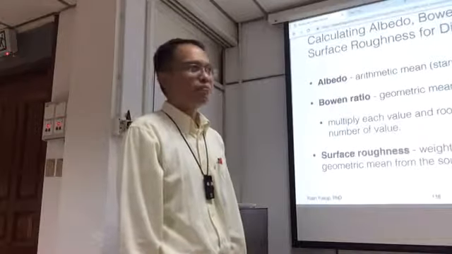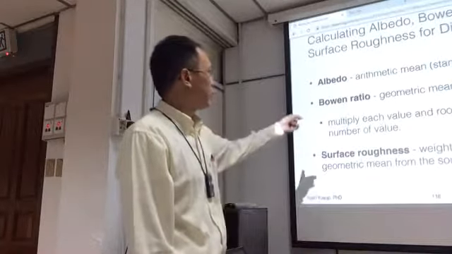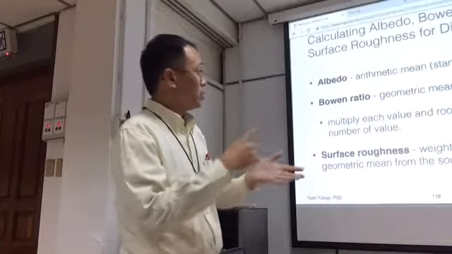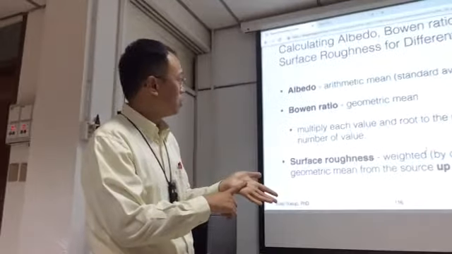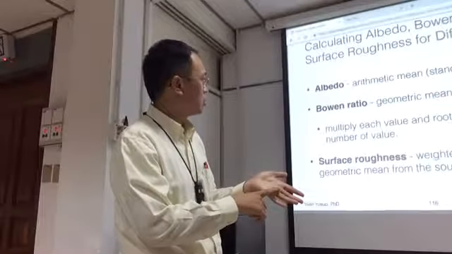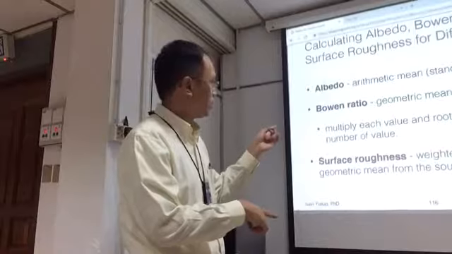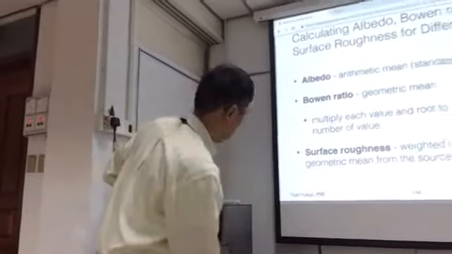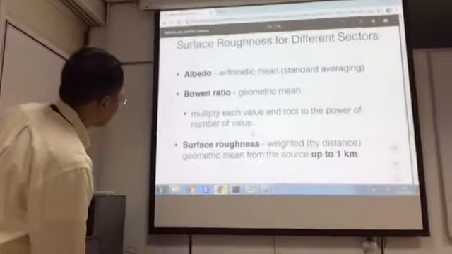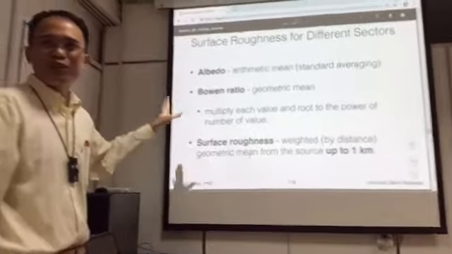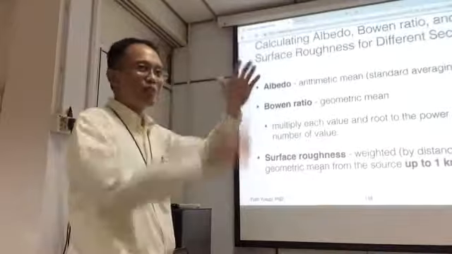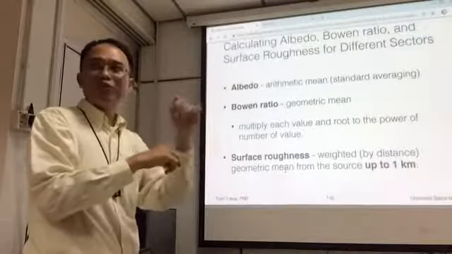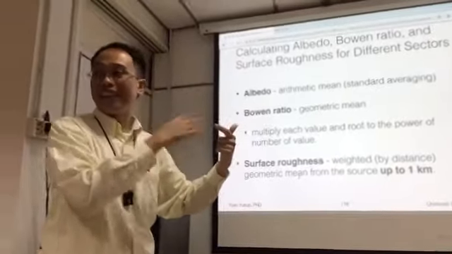Geometric mean is, multiply each value and root to the power of the number of values. So value and root. I think I will show this later. Remember how do we calculate geometric mean? Let me check. Later, I'll explain this one later because we're not going to use it anyway. But anyway, if you have multiple Bowen ratios, if you want to get the representative Bowen ratio value for that, you have to use geometric mean. You cannot use standard mean.